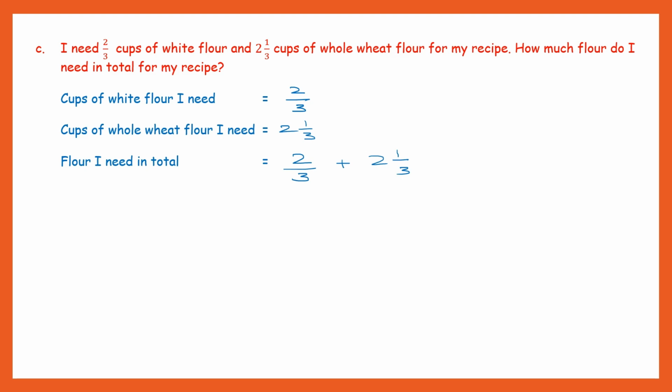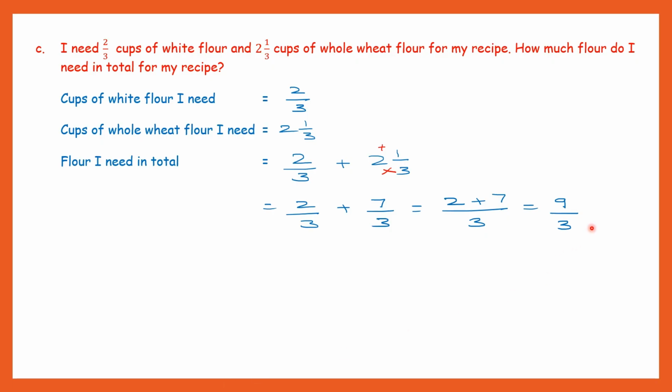Now here we are going to convert this to an improper fraction. 3 2's are 6 plus 1 is 7. So this is 2 by 3 plus 7 by 3. Again, as you can see, they are like fractions. Denominators are the same. So we just have to add up the numerators. So 2 plus 7 by 3. 2 plus 7 is 9. 9 by 3. This is an improper fraction.